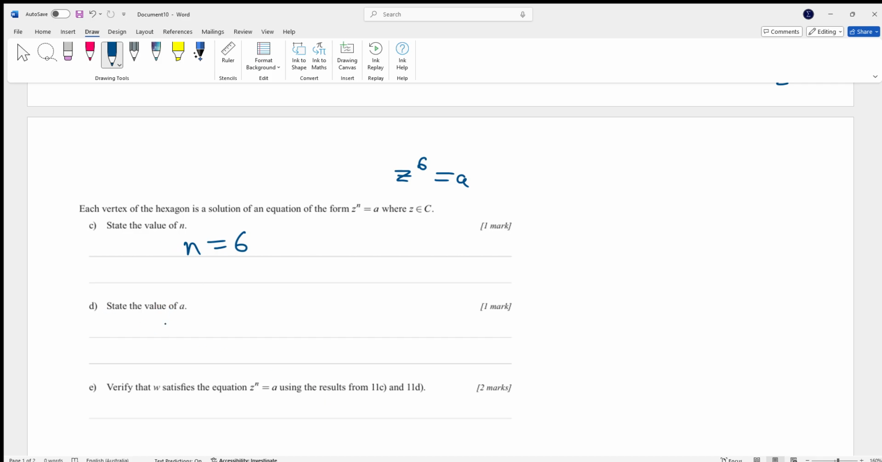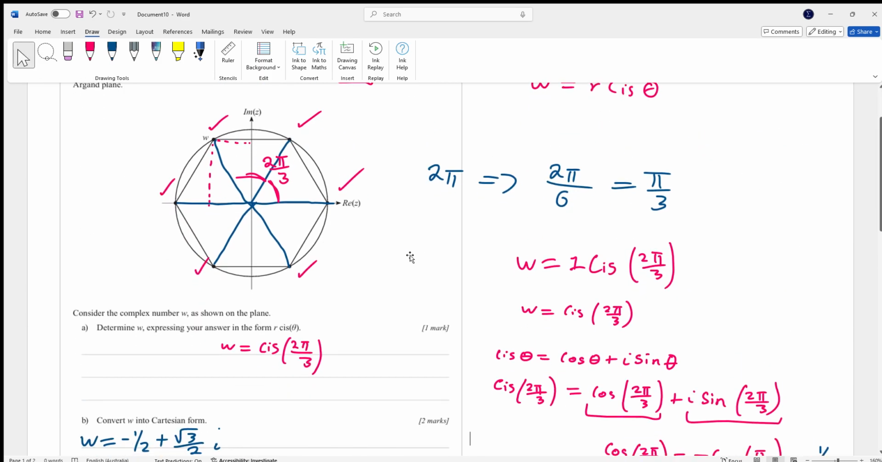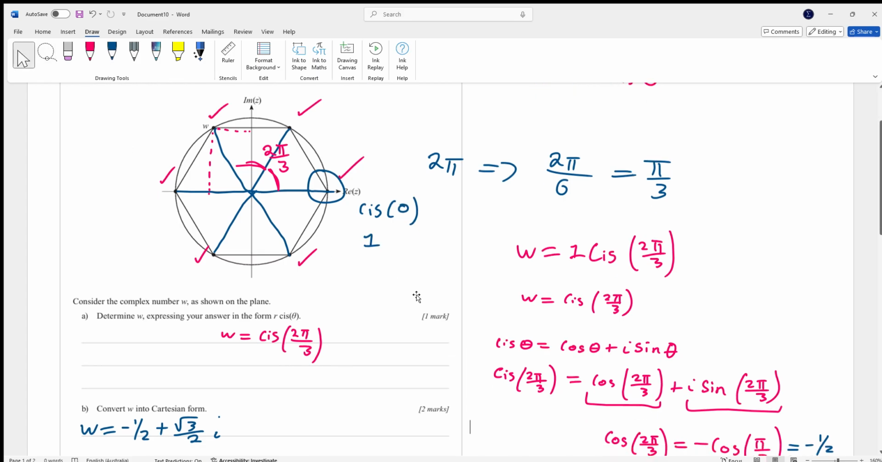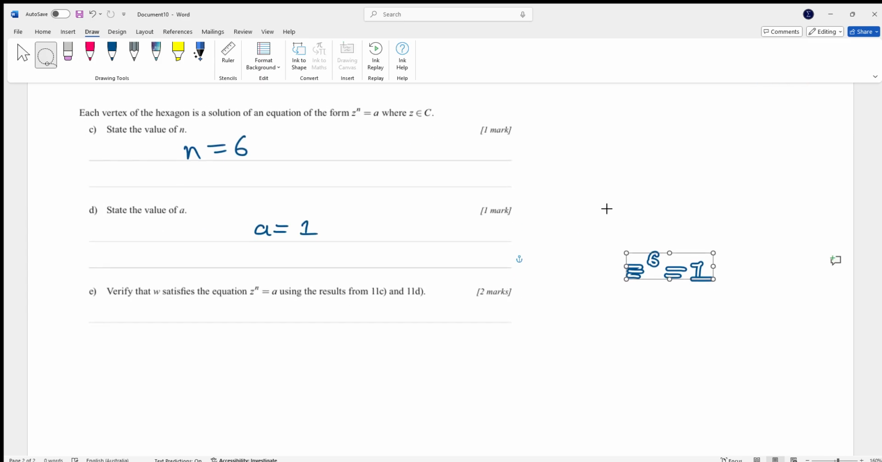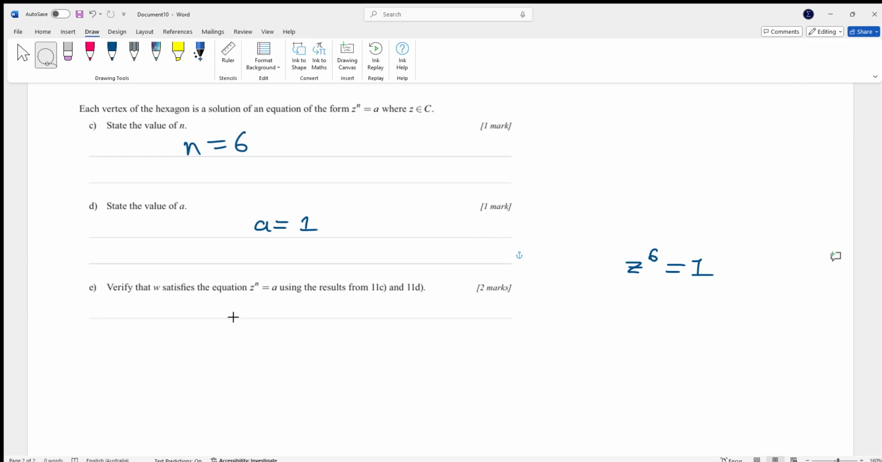D, state the value of a. Now a is the original equation. The original equation would have been this one here, because it's a unit circle. So this would be cis of 0, which would actually just be 1. So this is a solution to the equation z to the power of 6 is equal to 1, because that would give you the 6 solutions. So the value of a in this case is 1. So that's our equation we're working with roughly. Now that would have been pretty obvious from the start.